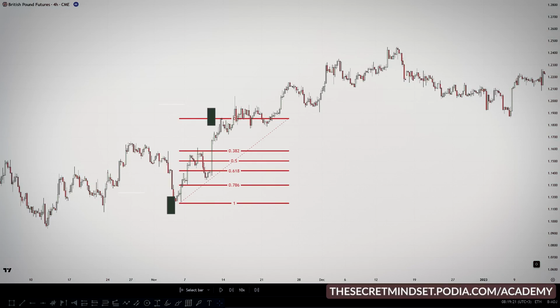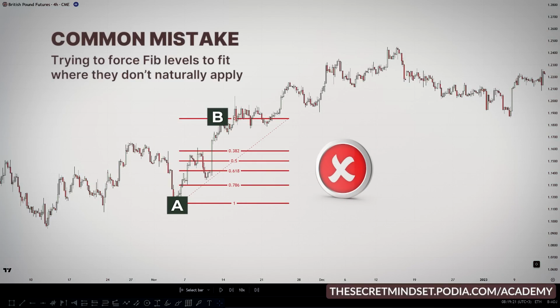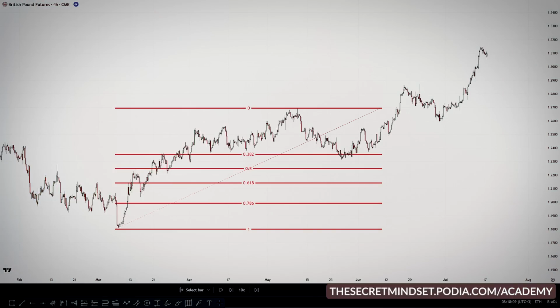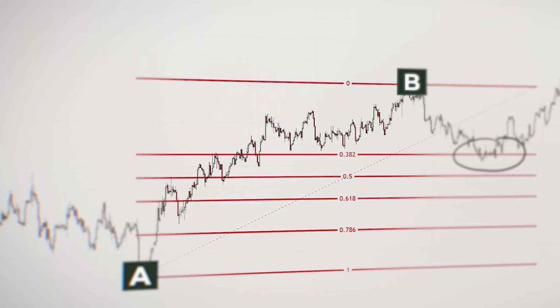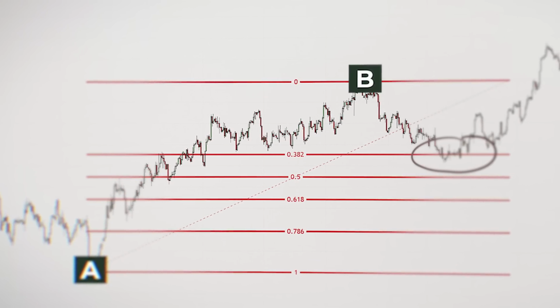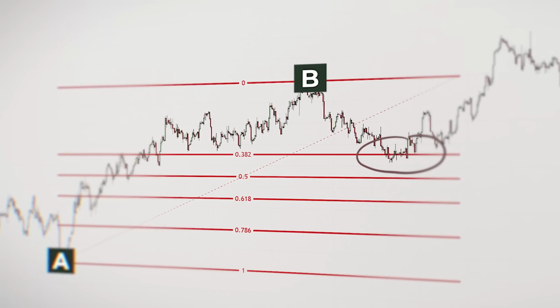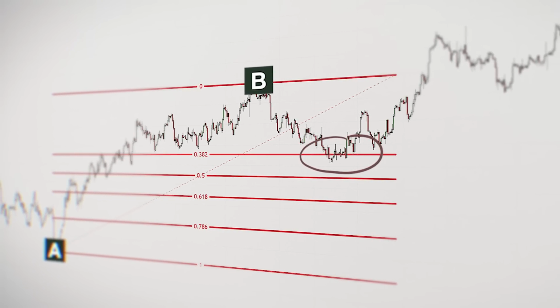One common mistake is trying to force Fib levels to fit where they don't naturally apply. Remember, not every price move will align perfectly with Fib levels, and that's okay. The most helpful Fib retracements are those that are obvious on the chart, without much effort to spot them. If you find yourself squinting at the chart or trying to convince yourself that a level fits, it might be best to look for a clearer setup.